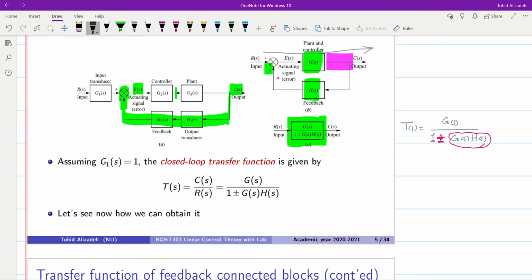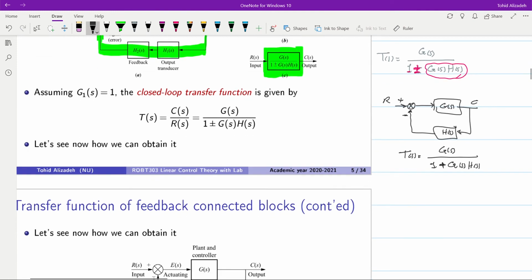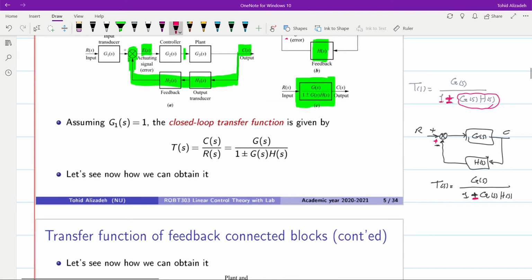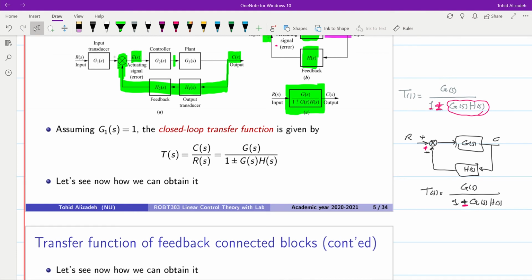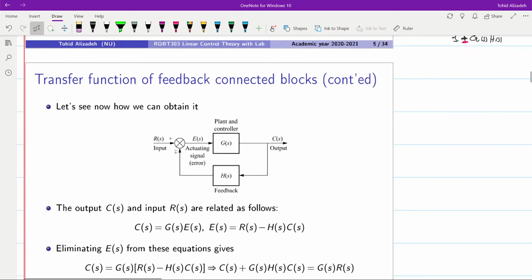So then we should remember that if in our feedback, I will just write it again here, assuming that we have G and H. If we have a negative sign here, then in the transfer function for the whole system, we will have G over 1 plus G times H. But on the other hand, if we have plus over here, at the denominator, we will have 1 minus G of S times H of S. Alright, but you may now be wondering how this transfer function for the feedback configuration is obtained. In the next slide, we can see how it is done indeed.